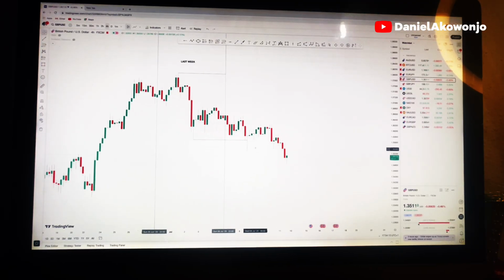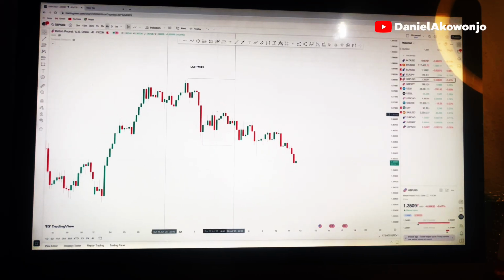Now pay attention to what is happening here. This is very interesting. Last week, everything that happened throughout the week was these two things: the highest point price got to, then the lowest point. From what we can now see, we want to use this particular information to make a decision this week.